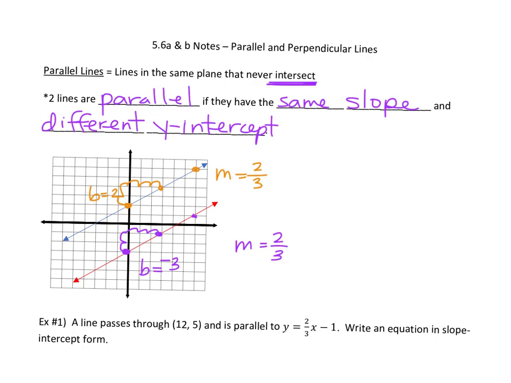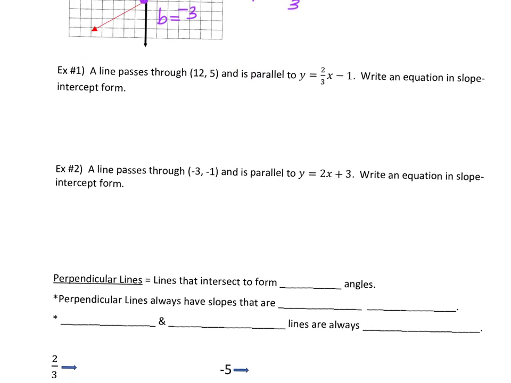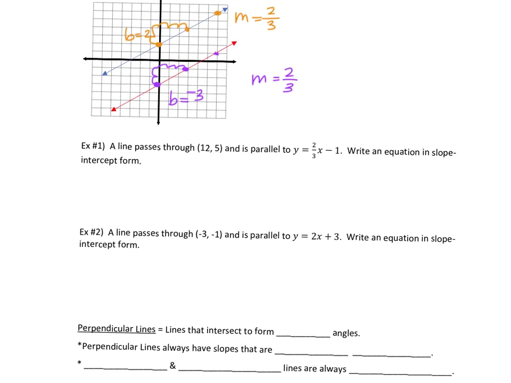Okay, so we're going to try a few things with parallel lines here. The first is this. It says a line passes through the point (12, 5) and is parallel to this equation. Write an equation in slope-intercept form. Now, I'm going to show you two different ways to do this, and maybe take notes on both ways. Example 1 and example 2 are the exact same type of question. I'm going to show you two different ways to do it. Pick one. You pick which one you like better, and you may do that one every single time. I don't need you to be able to do both of these, so it's totally up to you which one you like better.